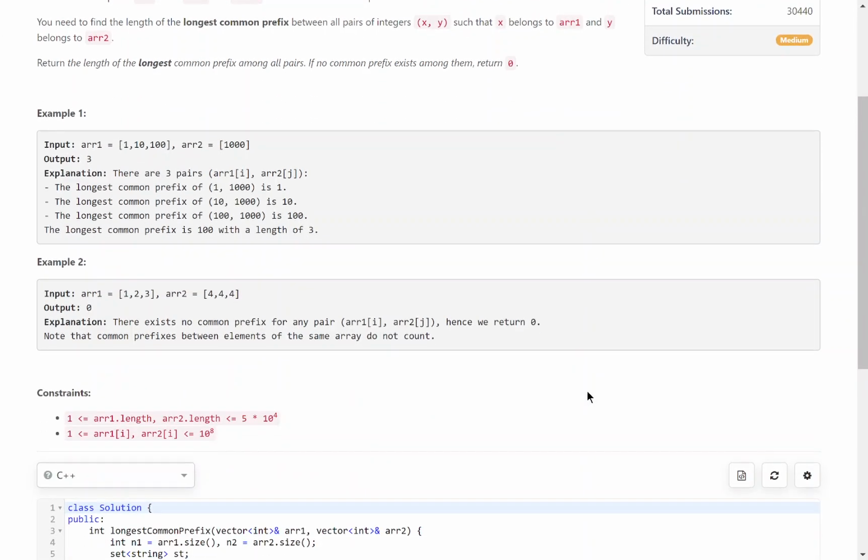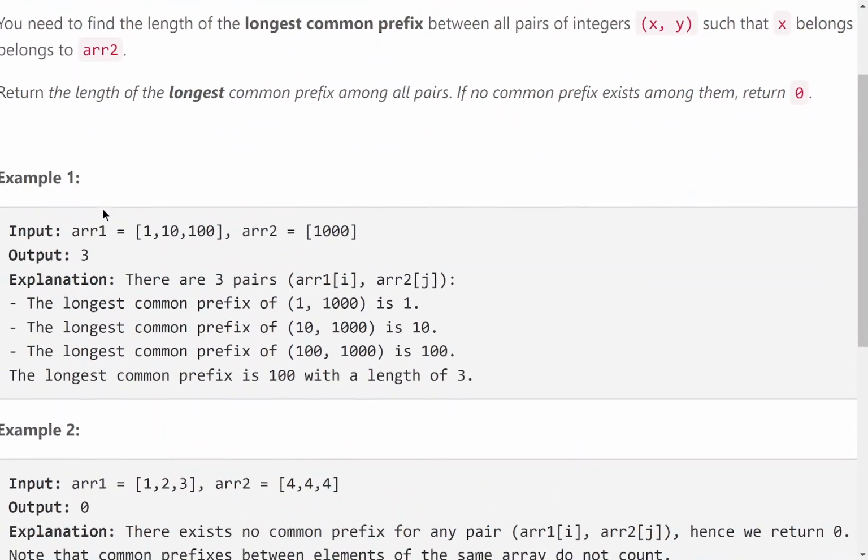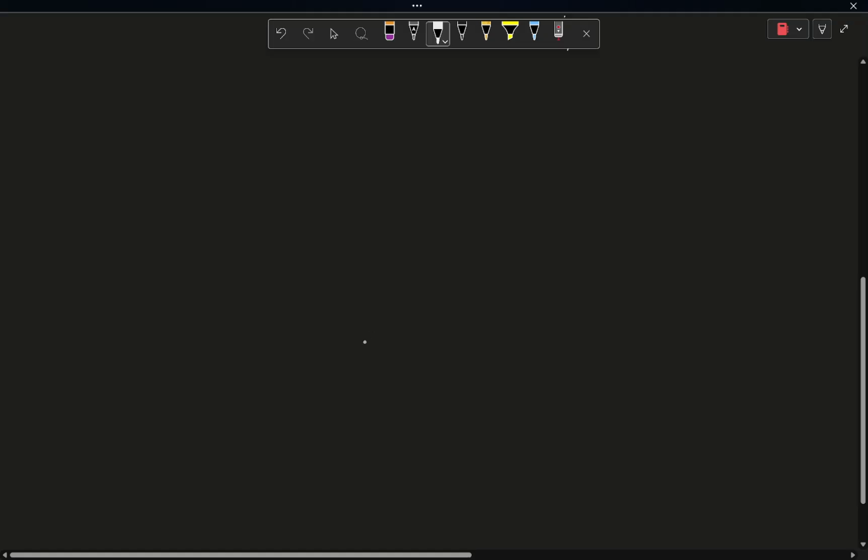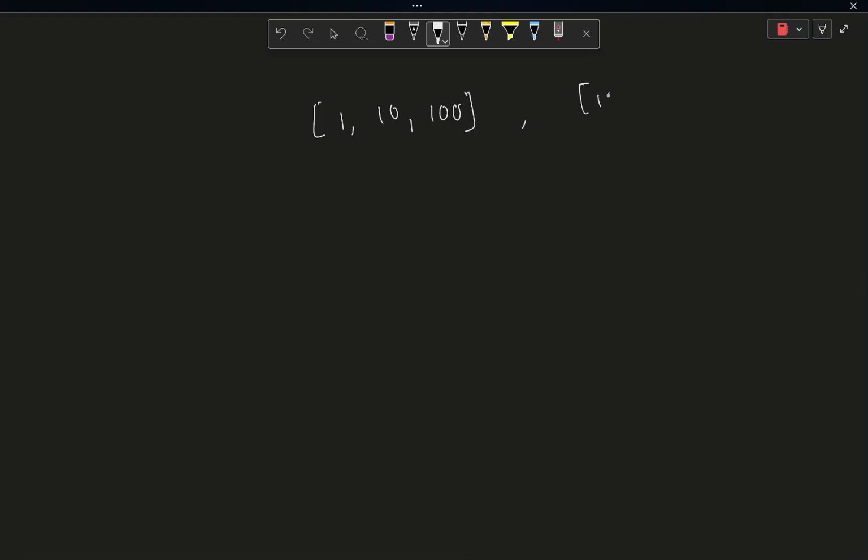They have not given a very good example, I guess. Let's take this example for now. If the first array is 1, 10, 100, and the second array is 1000, then in that case there are three pairs. A pair that is 1 comma 1000, another pair that is 10 comma 1000, another pair that is 100 comma 1000.